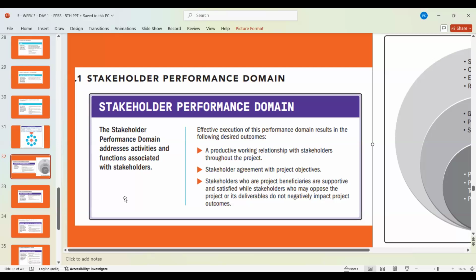Okay, so let me read this heading first. We are saying effective execution of this performance domain results in the following desired outcome. So when you have a very effective, very active stakeholder performance domain, that means you are on very good notes with your stakeholders. You're ensuring that they are being taken care of, their demands, their requests are understood and delivered. So it results in a productive working environment with stakeholders throughout the project.